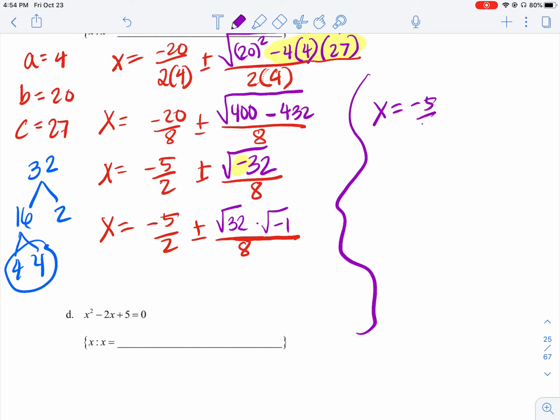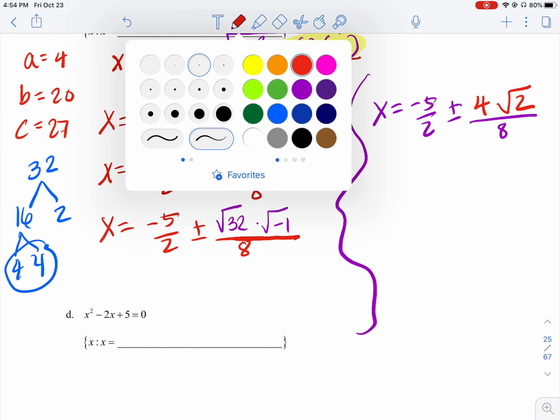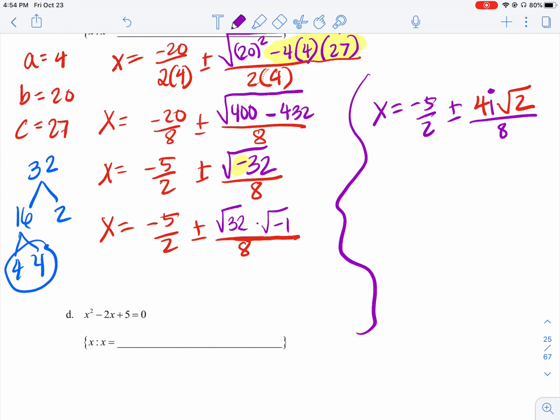So let's move forward. Let's put that in here. x equals negative 5 over 2 plus and minus. We have 32, so that's 4 square root of 2. You see this one? I'm talking about this one. And then because of the square root of a negative 1, remember, the square root of a negative 1 is i. So our final answer is x equals negative 5 over 2 plus... can we still simplify 4 and 8? We can, yeah, 1 half.